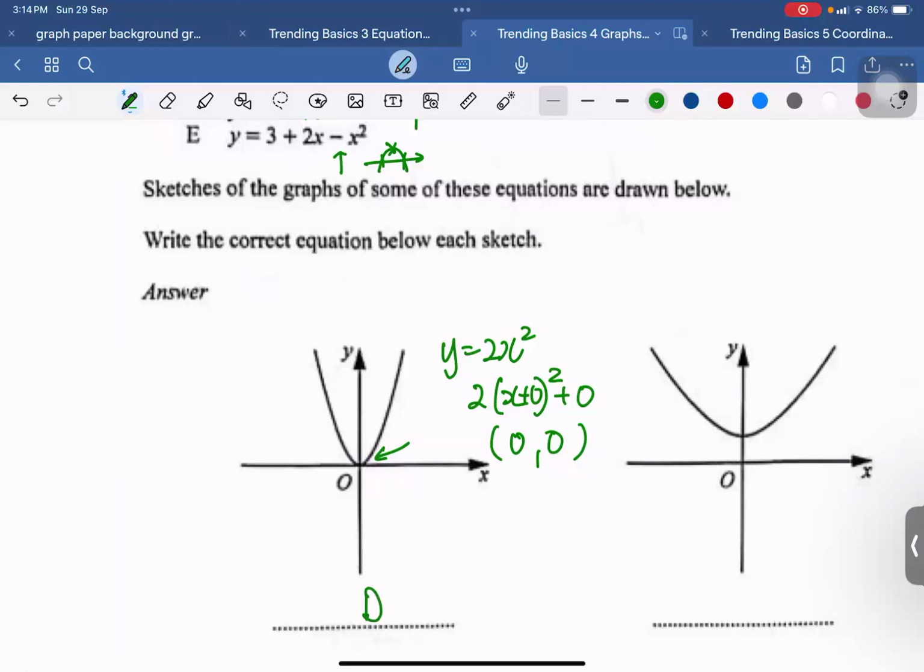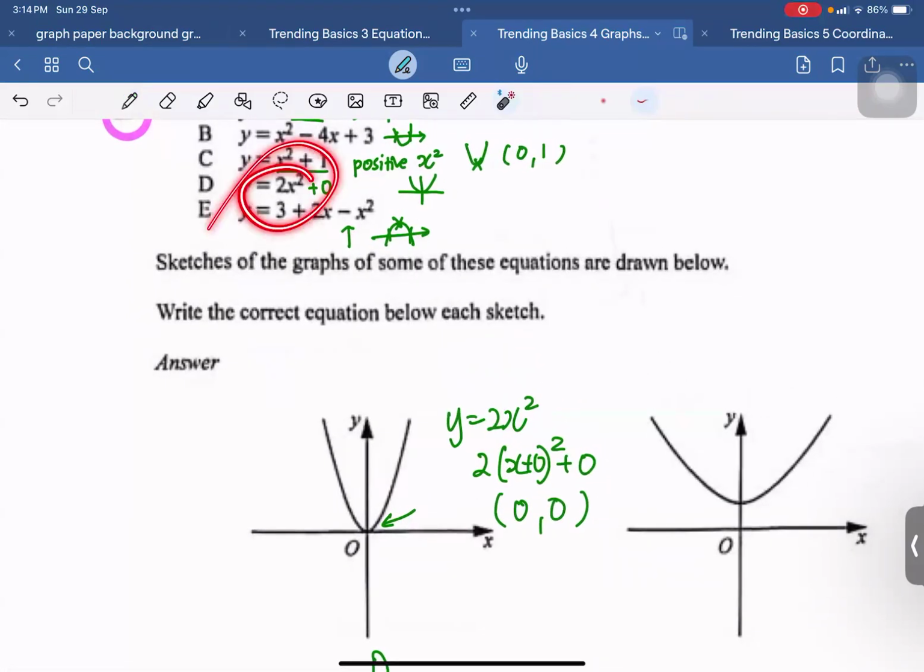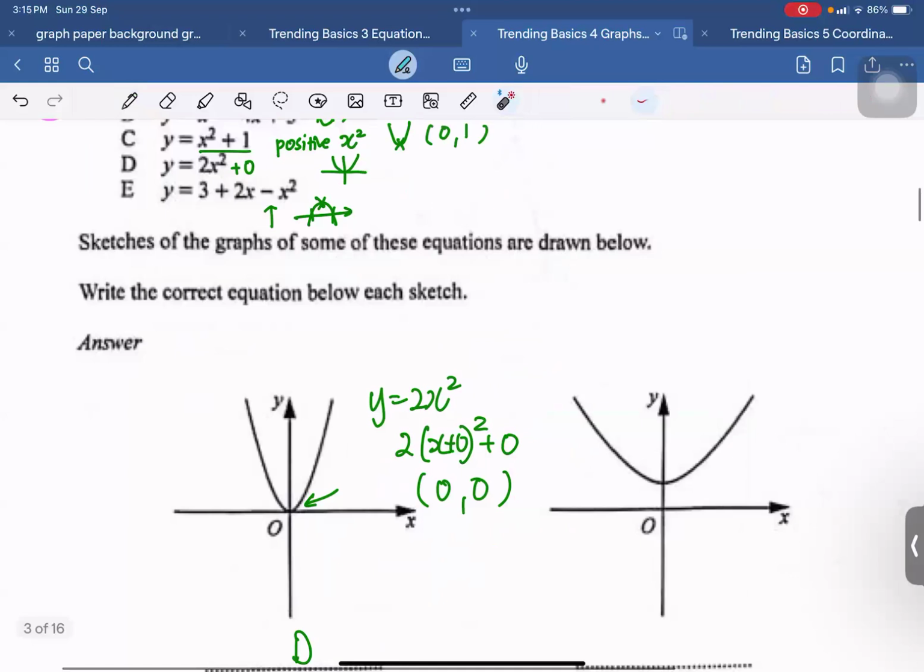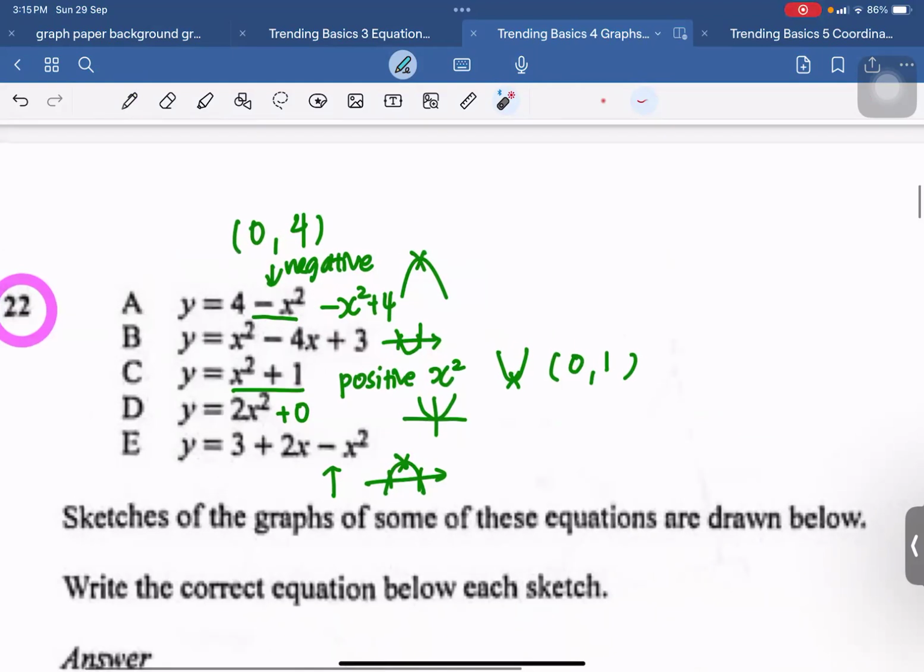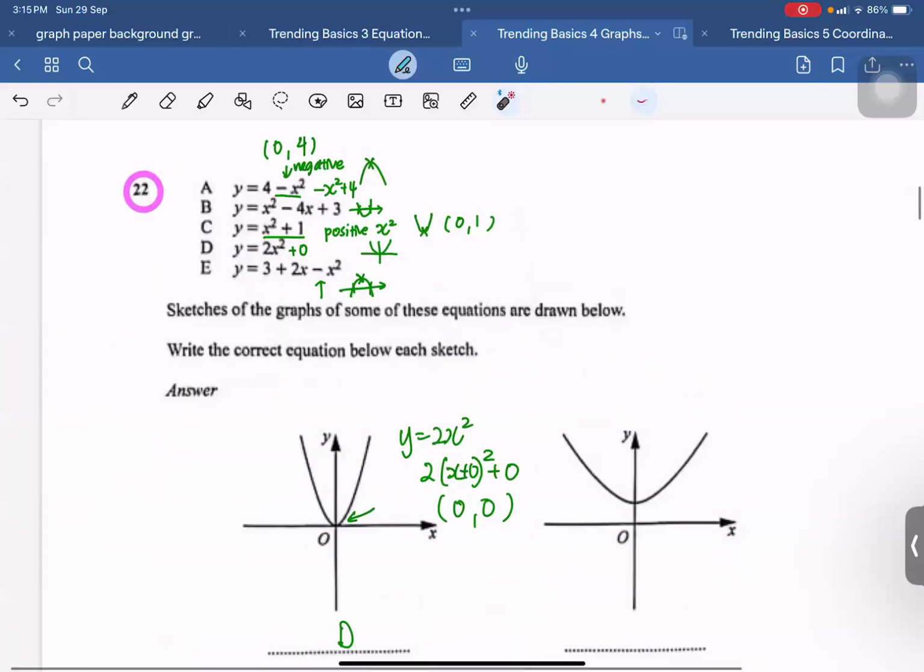Of course, if you're not very sure, you can try out test numbers. When x equals 0, plug it inside the equation. Which one does it suit? Okay, next one. This one passes through a happy face, with a minimum point at 0 and a positive number. So out of here, happy face, 0 and a positive number, that will be equation C.